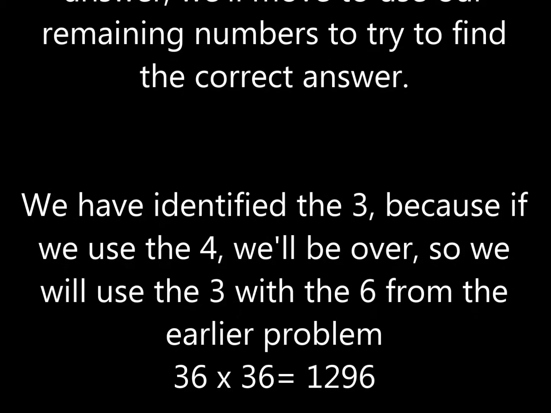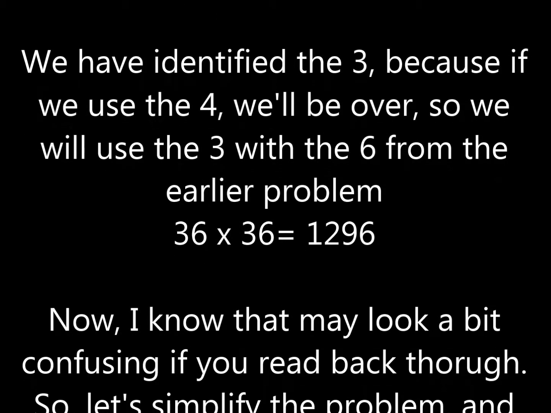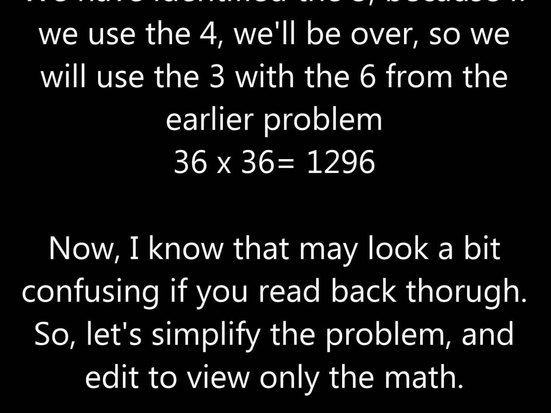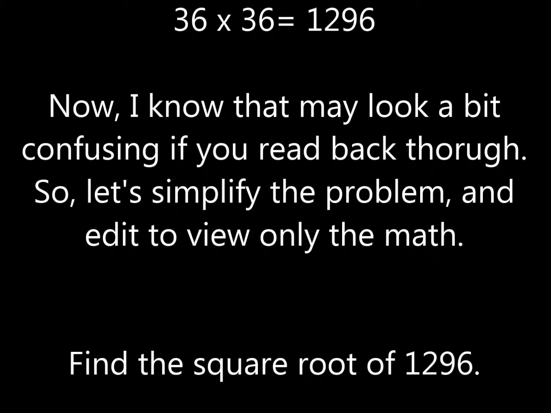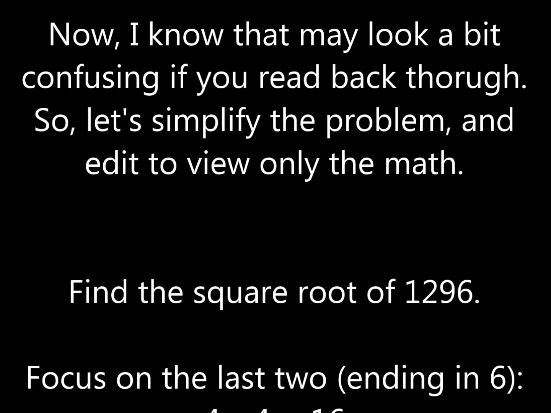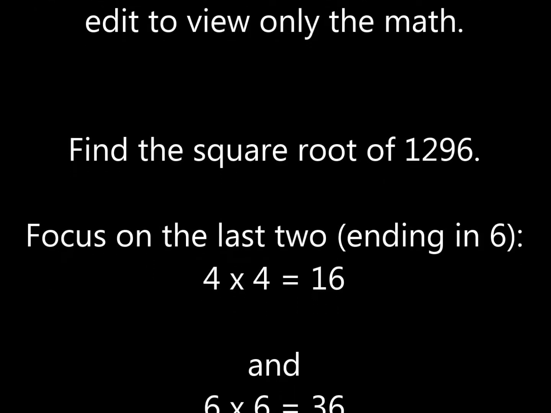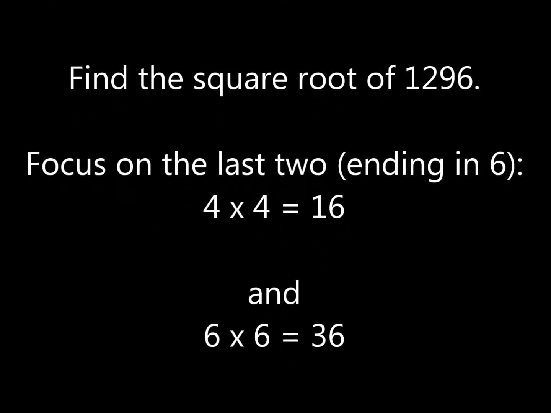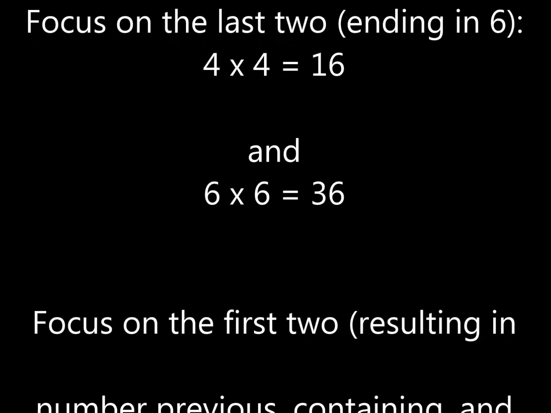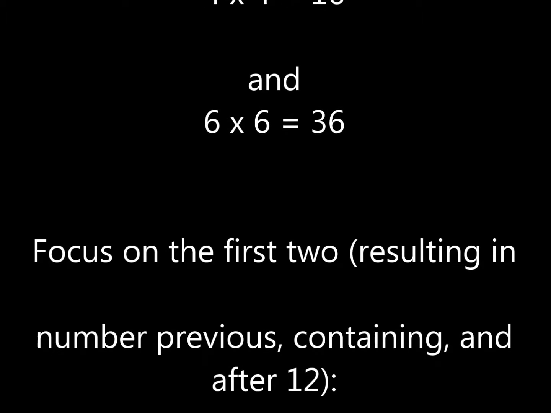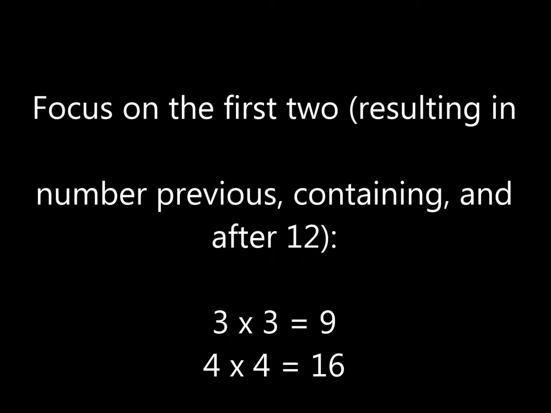Now I know that all looks a little confusing, so let's take it a little easier. To find the square root, we will take the 4 times 4 equals 16, and 6 times 6 equals 36. Now we're going to look at the first two numbers of the problem, which is the 12. We're going to take the 3 times 3 is 9, 4 times 4, which is 16, and those will sandwich that 12. But again, ideally, we don't want to go over. So now we'll combine what we have. We have 34 times 34 equals 1,156, which is too low, or 36 times 36, which is spot on.